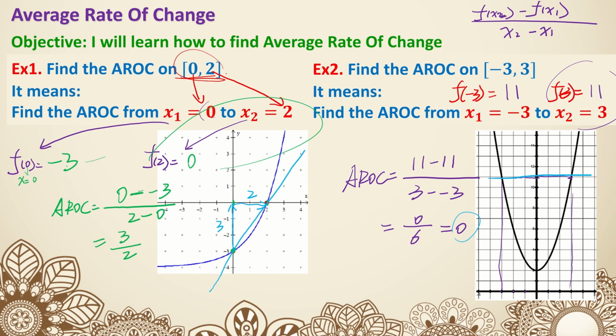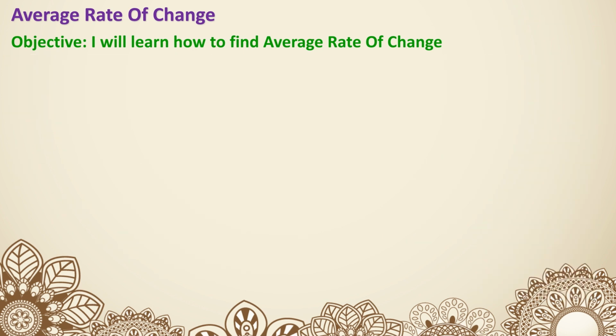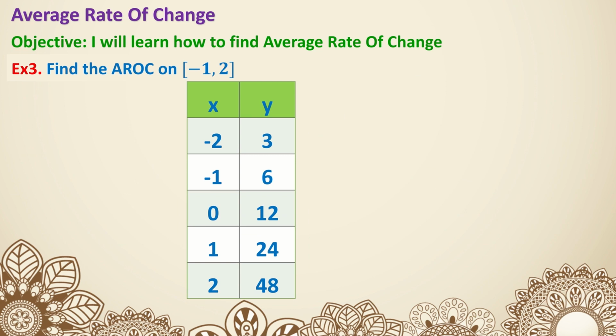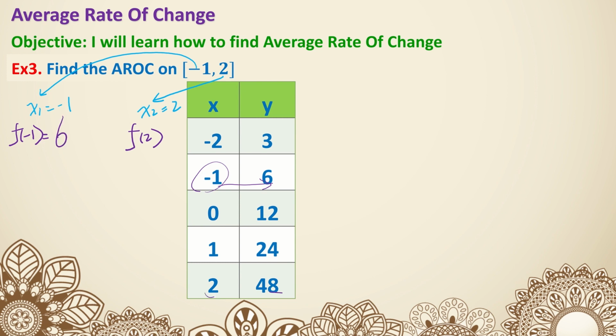The reason we don't always do that is because, in these 2 examples, you are given the graph. You're not always going to be given the graphs. But here's the idea. Let's move on to tables. Example 3. The interval tells you your x1 is -1 and your x2 is 2. So it's time to identify the function values, which is f of -1 and f of 2. f of -1 is 6. f of 2 is 48. AROC.